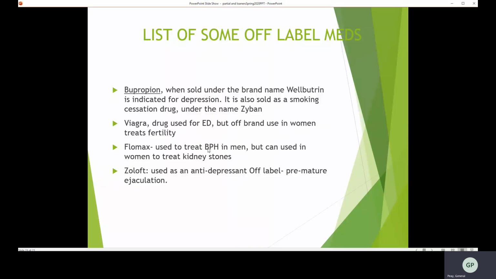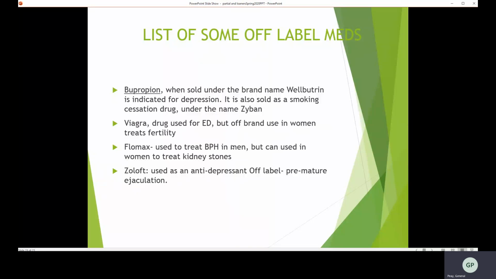The B stands for benign. The P stands for prostatic, or prostate. The H stands for hyperplasia. This is basically a prostate issue in men. Women do not have prostates. So the prostate is one of the organs that helps men urinate properly.